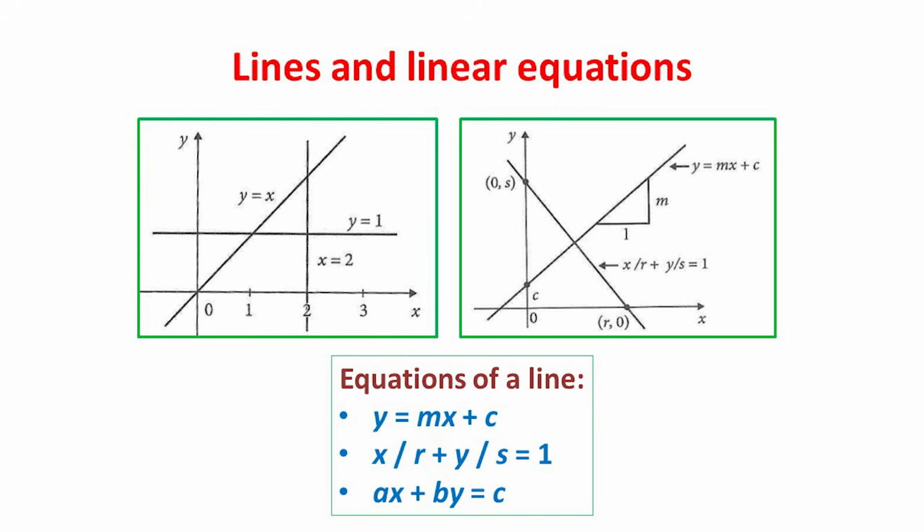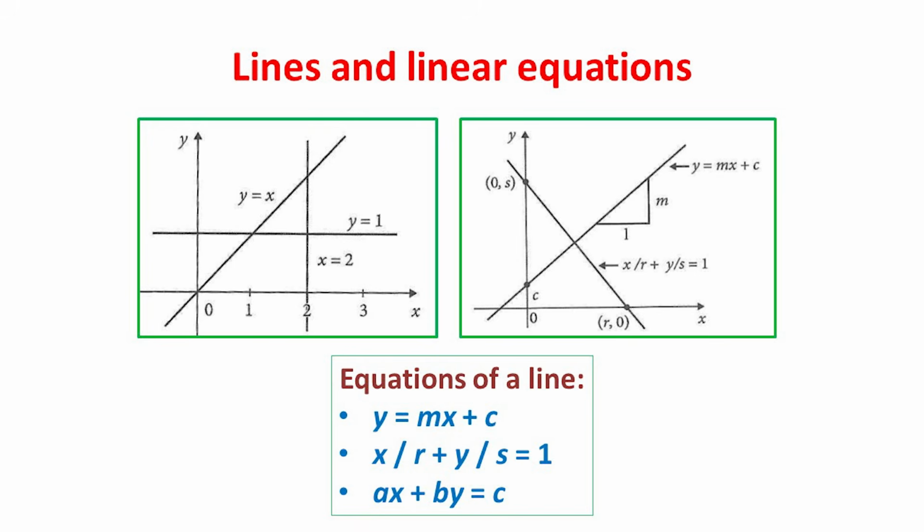Above is y equals mx plus c, or in some countries y equals mx plus b. Here, m is the slope of the line as shown by the little triangle. It's the ratio of m over 1. And c is the intercept, the point where the line meets the y-axis. The second form is x over r plus y over s equals 1, shown below, where r and s mark the intercepts on the x-axis and y-axis.